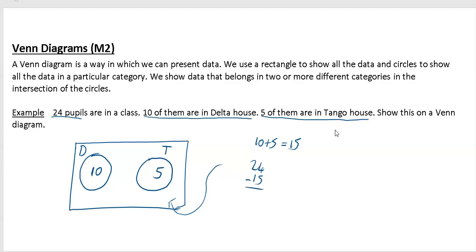Because there are 24 people in total in this class, remember? So take the 24 minus the 15 is just going to give you 9. So that's how we get it. You could check it again at the end. You could do your 9 plus your 5 is 14, plus the 10 gives you 24. So you've got all 24 people in the class accounted for.